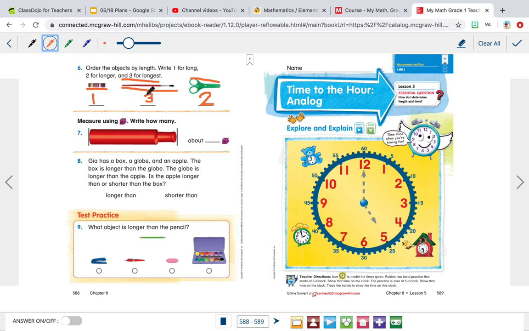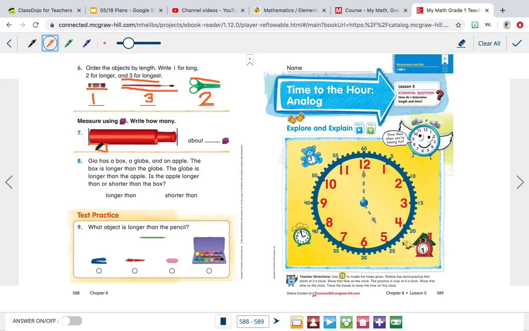So we always have to read the instructions to figure out if 3 is for longest or if 3 is for shortest. So we always have to read the instructions. Okay, measure using blocks, write how many. So we're going to write how many blocks.